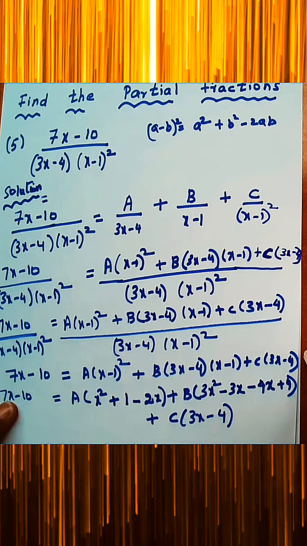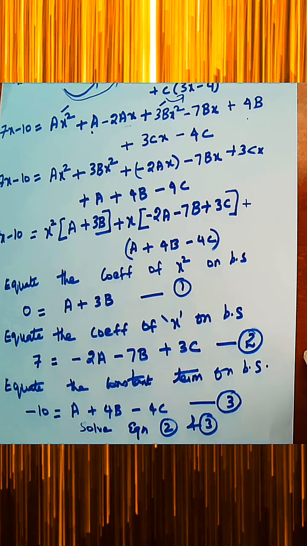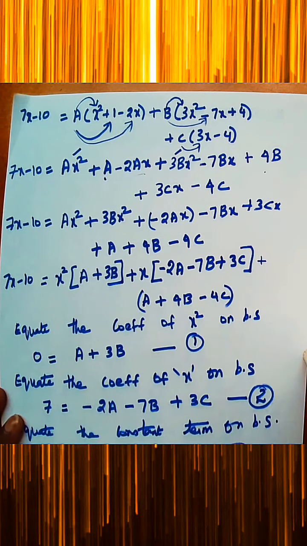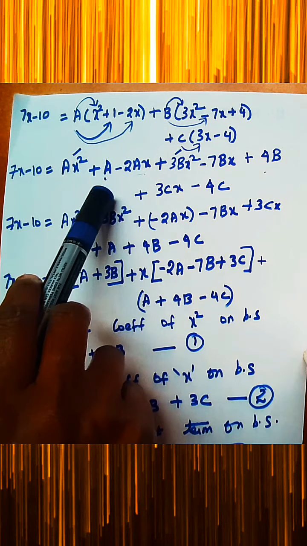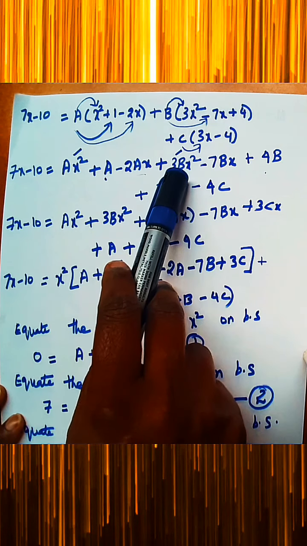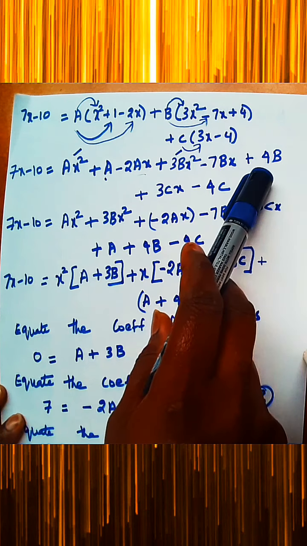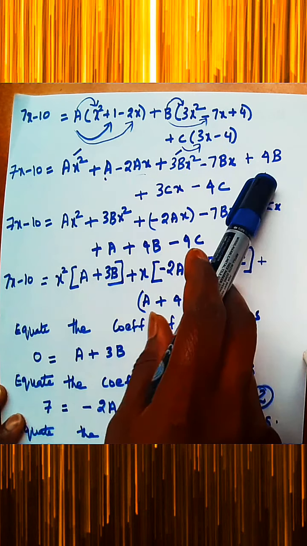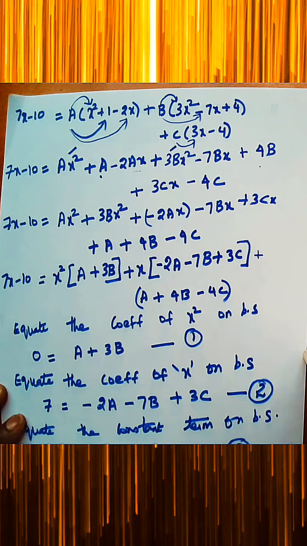Now what we are going to do next, we are going to multiply a with this term, and b with this. Okay, and we are going to separate the x square term, the constant term. So what we did, we multiplied a into x square will give you a x square, a into 1 is a, a into minus 2x will give you minus 2ax, plus b into 3x square is 3b x square, b into minus 7x will give you minus 7bx, b into 4 will give you plus 4b, c into 3x will give you 3cx, c into minus 4 will give you minus 4c.